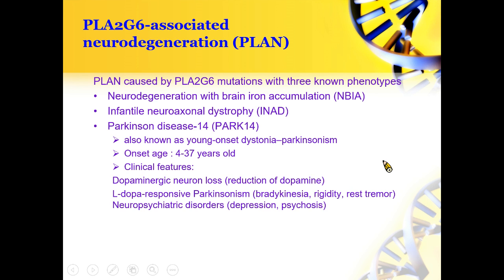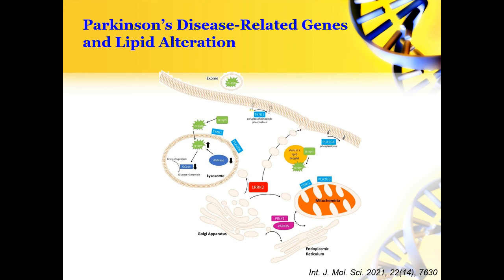PLA2G6 mutations can cause 3 phenotypes: neurodegeneration with brain iron accumulation (NBIA), infantile neuroaxonal dystrophy (INAD), and Parkinson disease 14 (PARK14). PARK14 is also known as young onset dystonia-Parkinsonism with onset age 4 to 37 years old. Clinical features are levodopa-responsive Parkinsonism and neuropsychiatric disorder.